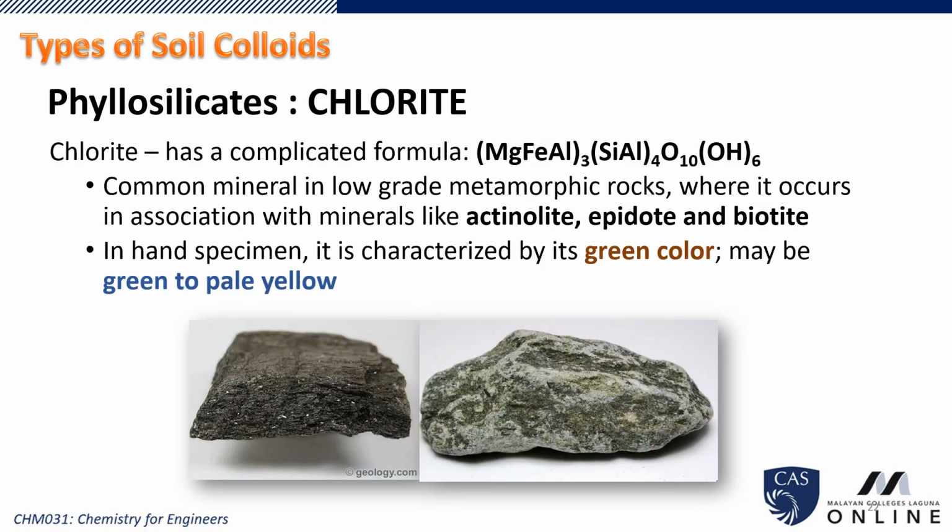The next type is chlorite under phyllosilicates, which has a complicated chemical formula. Chlorite is a common mineral in low-grade metamorphic rocks where it occurs in association with minerals like actinolite, epidote, and biotite. In hand specimen, it is characterized by its green color, maybe green to pale yellow.